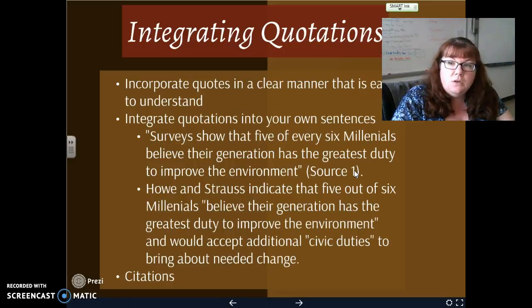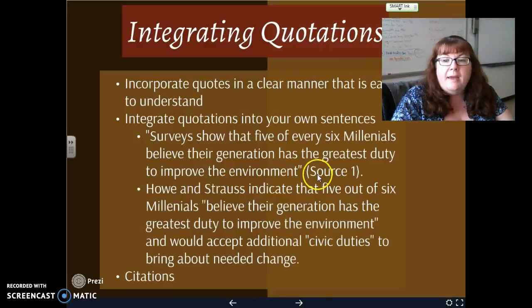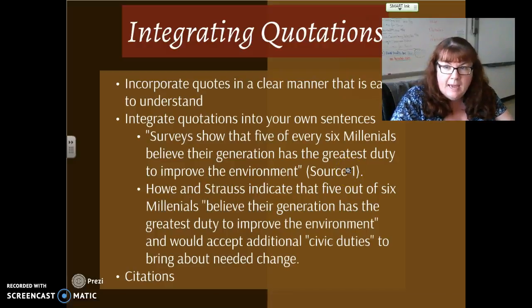You do not put the title unless there is no title, but the AP readers prefer that you actually do source numbers or author's last names. And it is completely okay that you do source 1, source 2, source A, source B, however they list it in their set of documents. Okay, it is completely acceptable, I promise you.